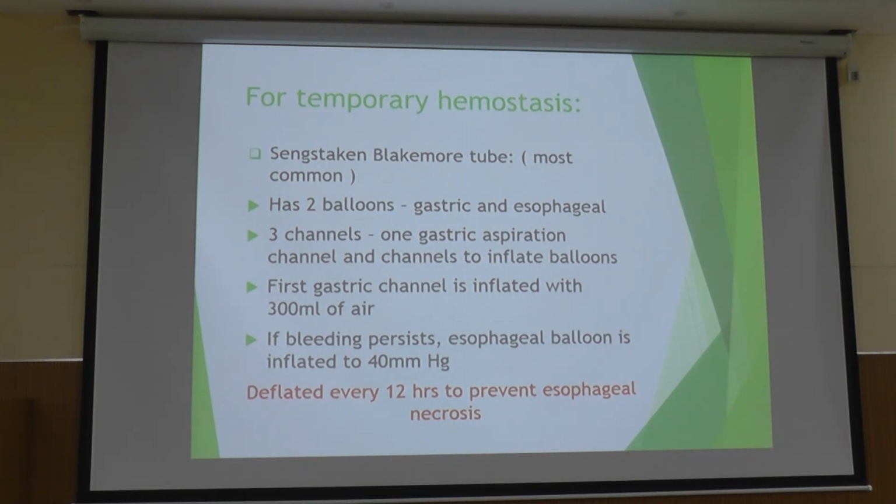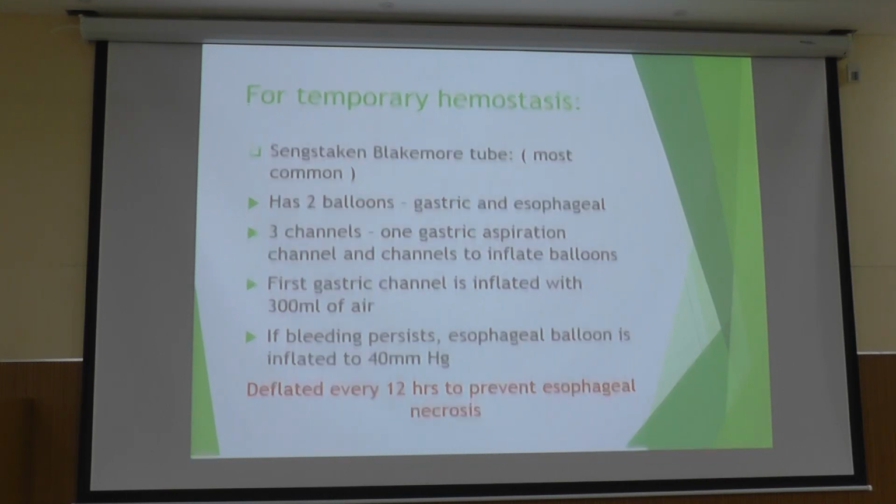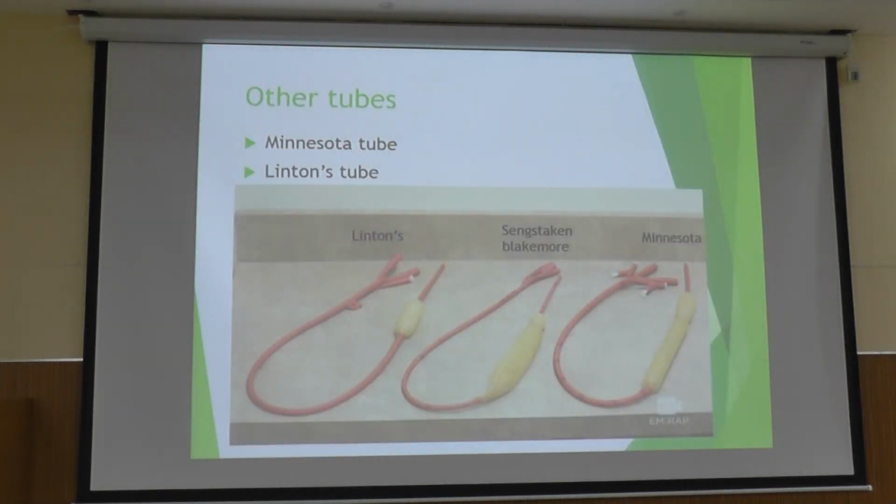In severe cases, we have to stop the bleeding immediately. For that, we use temporary hemostatic tubes. The most commonly used is the Blakemore tube. It has 3 openings, 2 for balloons, 1 for aspiration. While doing this procedure, we have to make sure that the tube is deflated every 12 hours. Otherwise, there will be pressure necrosis. The middle one is the Sengstaken-Blakemore tube. There are other tubes used, like Linton and Minnesota.